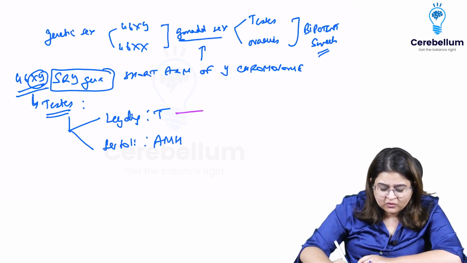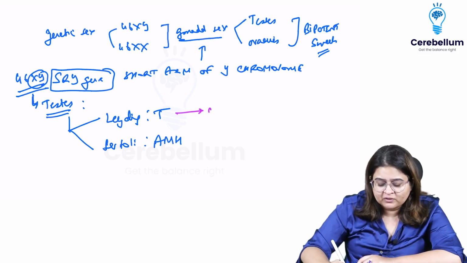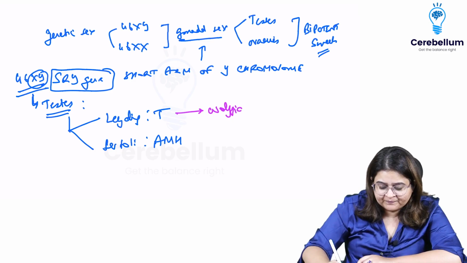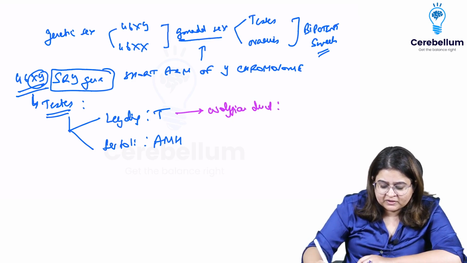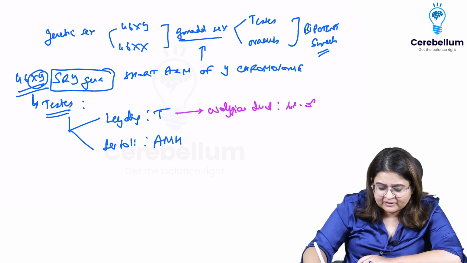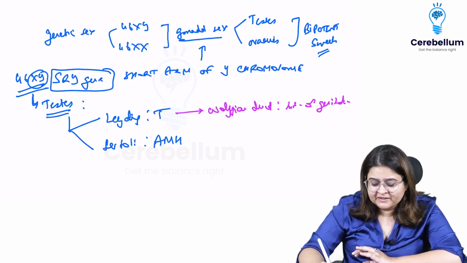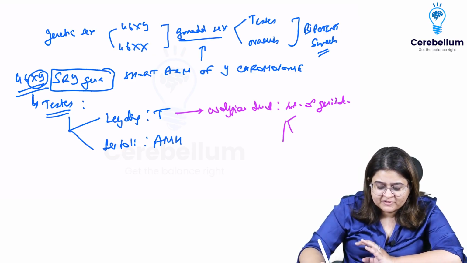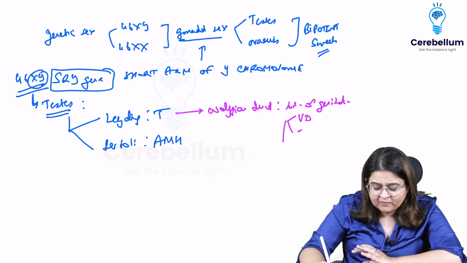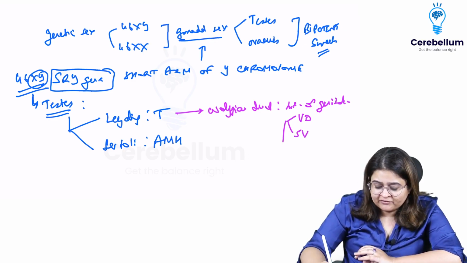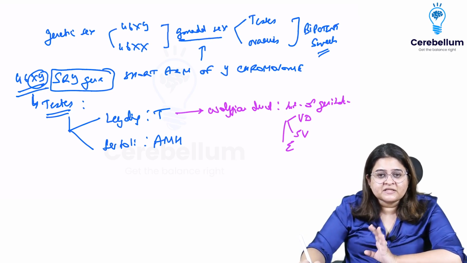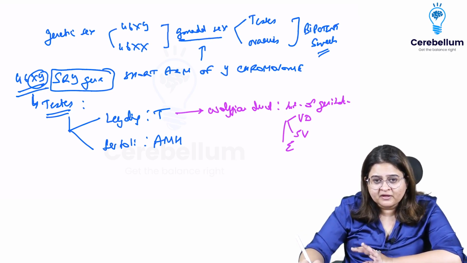What does the testosterone do? Testosterone is going to cause differentiation of the Wolffian duct into the internal male genitalia. And the Wolffian duct, which forms the internal male genitalia, forms what all structures? It forms the vas deferens, the seminal vesicle, and the epididymis. These are the three structures formed by the Wolffian duct.